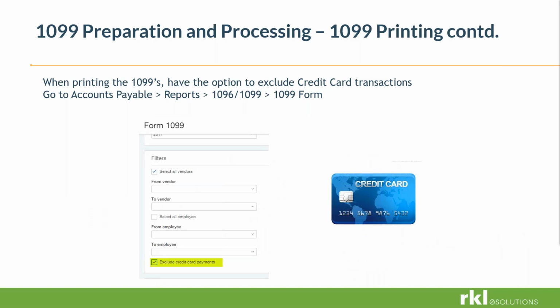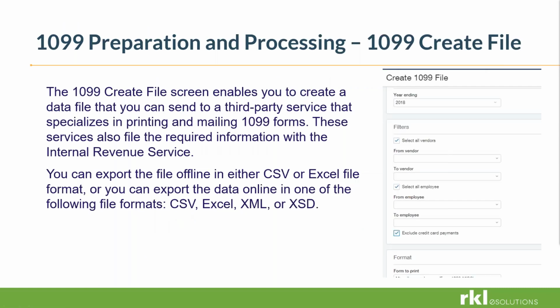So the other thing too is during the selection of the 1099s, if you need to exclude credit card transactions, that is one of the prompts down below. In some cases you can exclude the credit card transactions, because I think the IRS says anything through credit card transactions are not 1099able transactions, so you can go ahead and exclude that from the population.